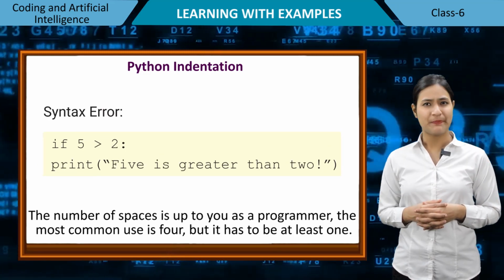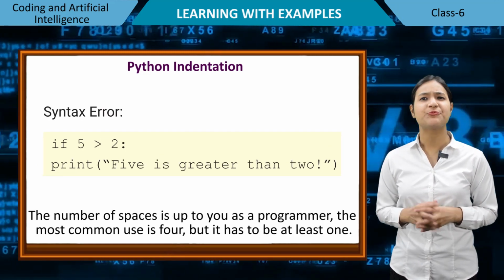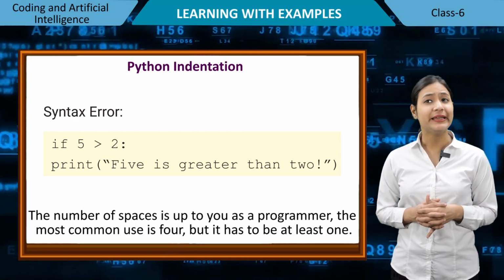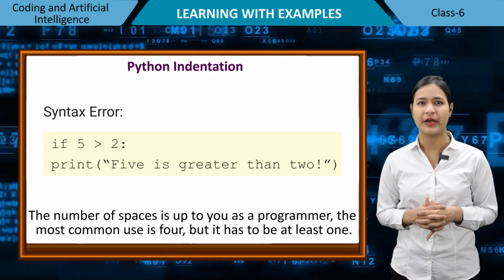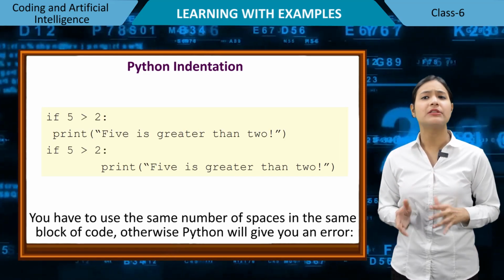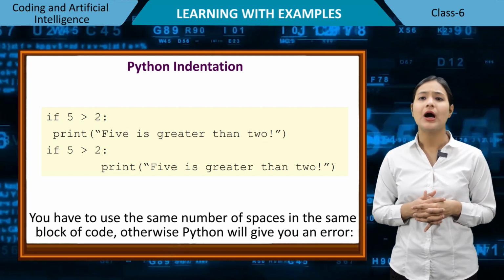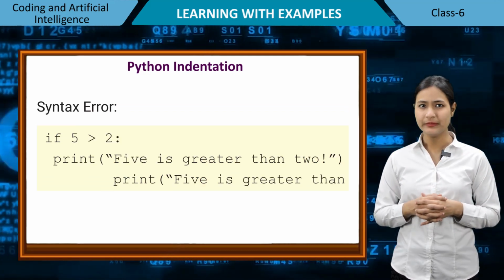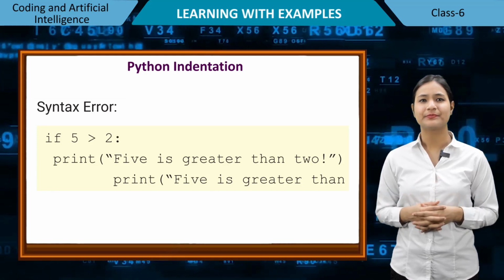The number of spaces is up to you as a programmer. The most common use is 4, but it has to be at least 1. You have to use the same number of spaces in the same block of code, otherwise Python will give you an error. Example: syntax error.